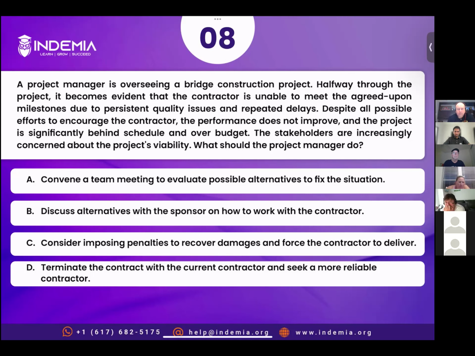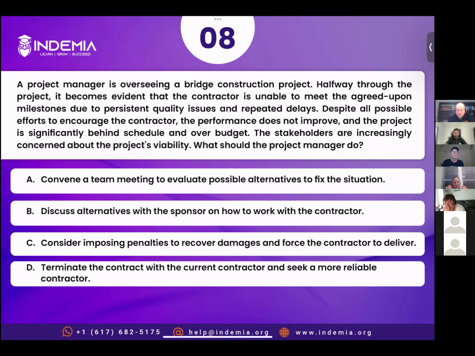So as a project manager, I eliminated C and D because terminate the contract with the current contractor and seek a more reliable contractor, immediately we shouldn't be going to that option. And consider imposing penalties to recover damages is also not a very nice option to do immediately. So there are only A and B left.